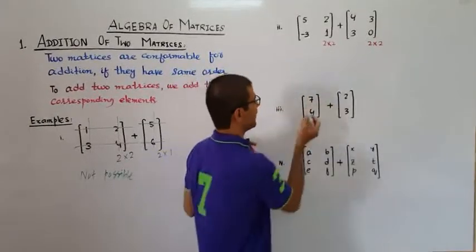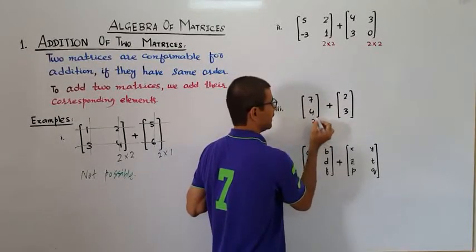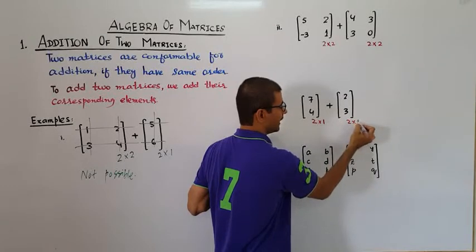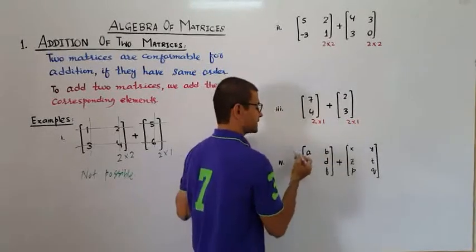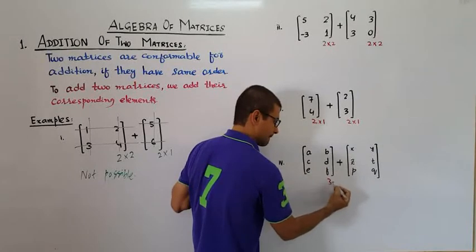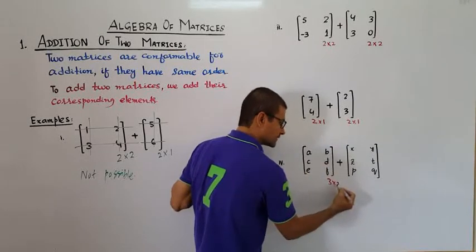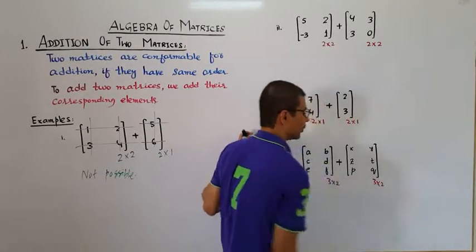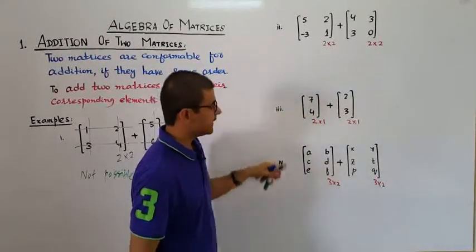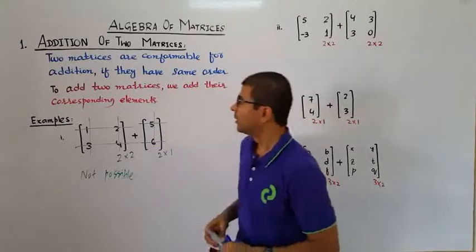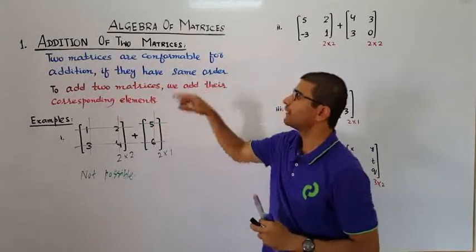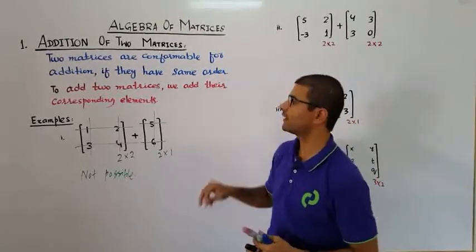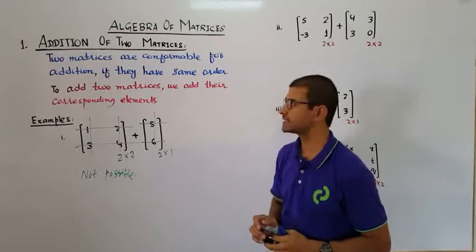In next matrix, there are two rows and one column. It has also order 2 by 1. In this matrix, we have three rows and two columns. In this matrix, we also have three rows and two columns. So, in these three examples, addition is possible. Two matrices are conformable for addition if they have same order. In case of different order, we will just write addition is not possible.